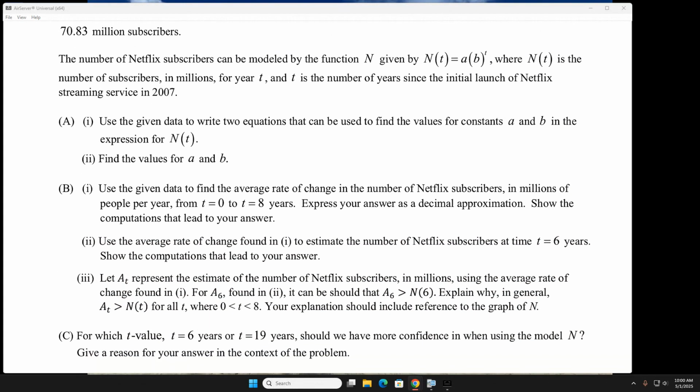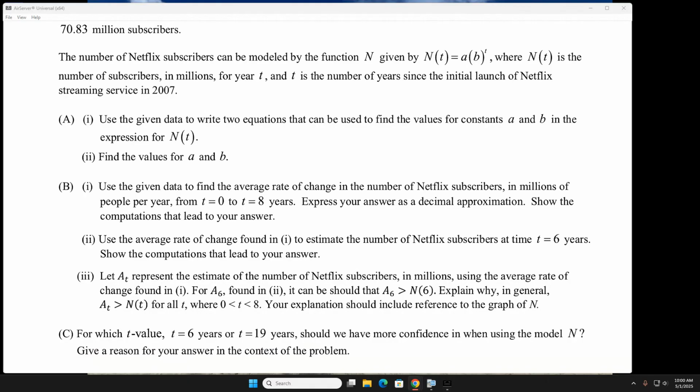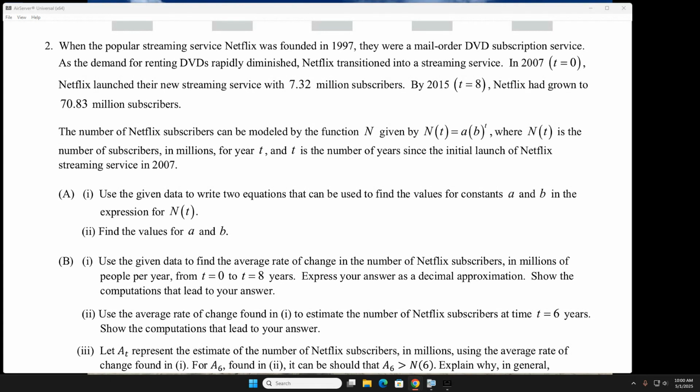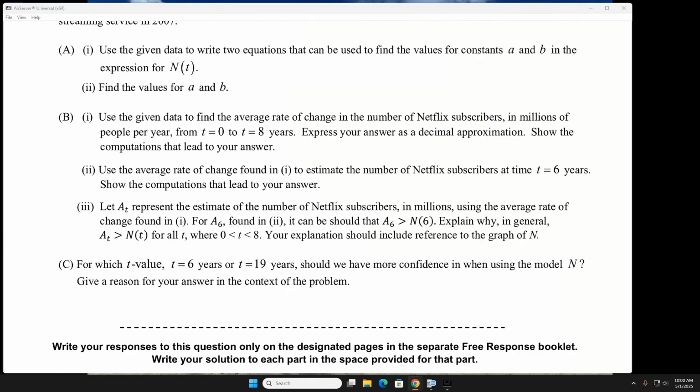All right, so part A1 is the easiest point to get. Use the given data to write two equations that can be used to find values for constants A and B in the expression N of T. So what we're going to do is take that when T is 0, there's 7.32 million subscribers, and put that into the function. So we're going to put in 7.32 for N, and we're going to put in 0 for T. So let's do that on the sheet.